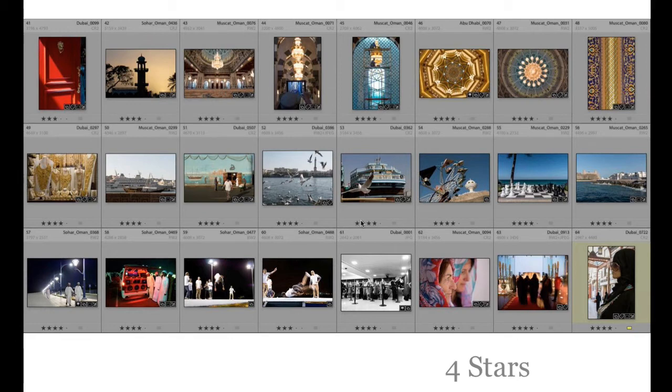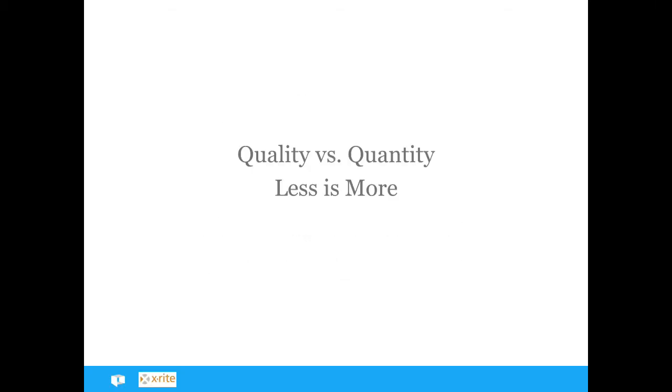These are my 4 stars. After I picked my images, now I have a nice and tight group of images I would like to start sequencing. And a few things here. We're going for quality over quantity.